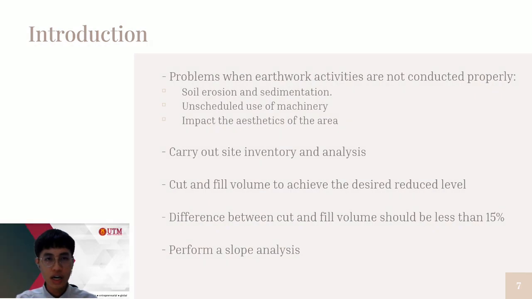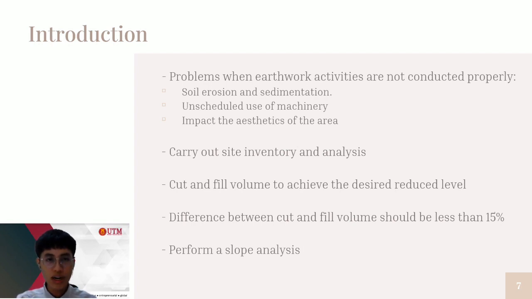When earthwork activities are not conducted properly, it will affect the surrounding environment. First is soil erosion and sedimentation. These processes occur when earthwork materials are worn and start to get carried away by natural forces such as wind and water. When there is no proper planning, there will be unscheduled use of machinery, thereby increasing the noise pollution rate at the site area. It will impact the acoustics of the area due to the cut and fill process that changed the original landscape.